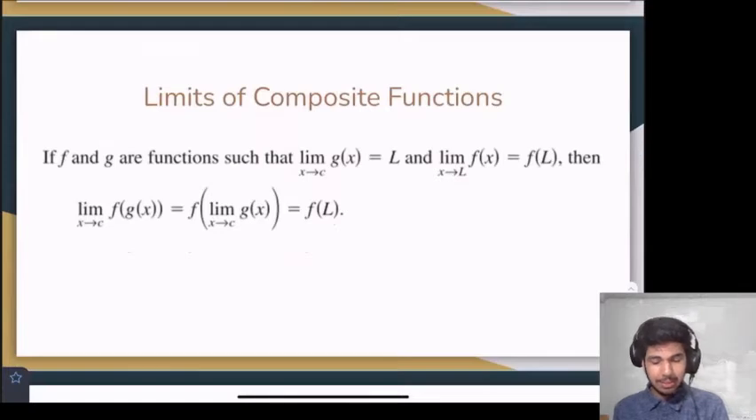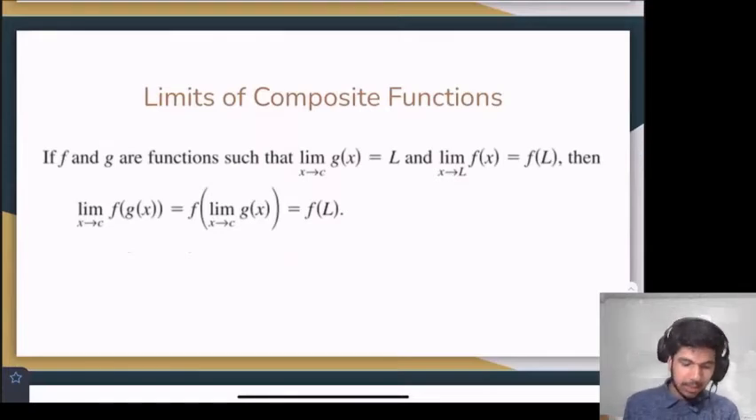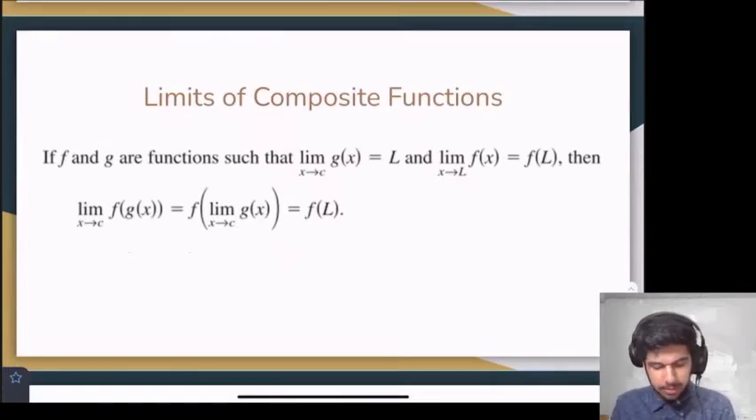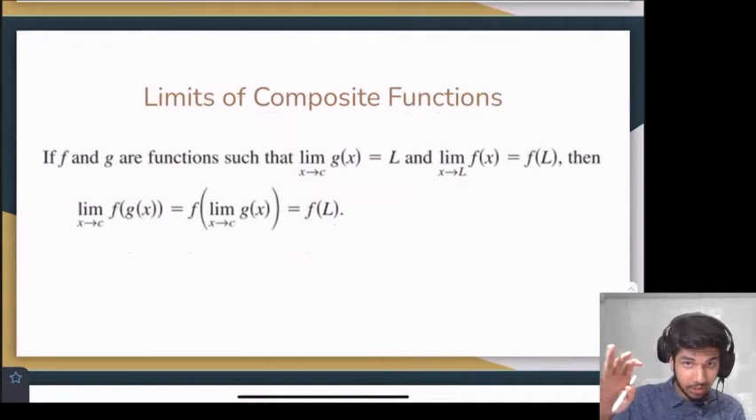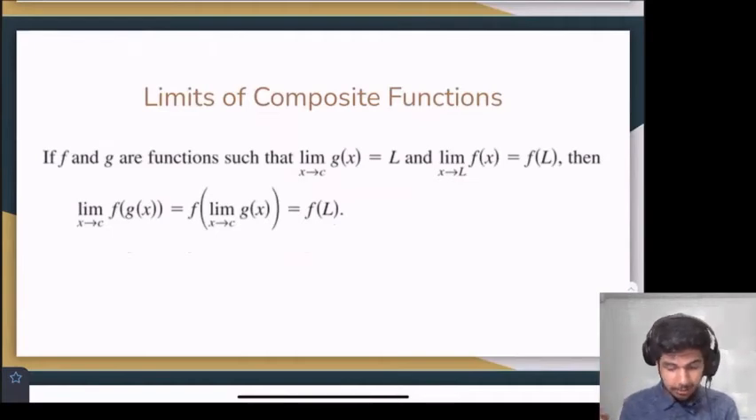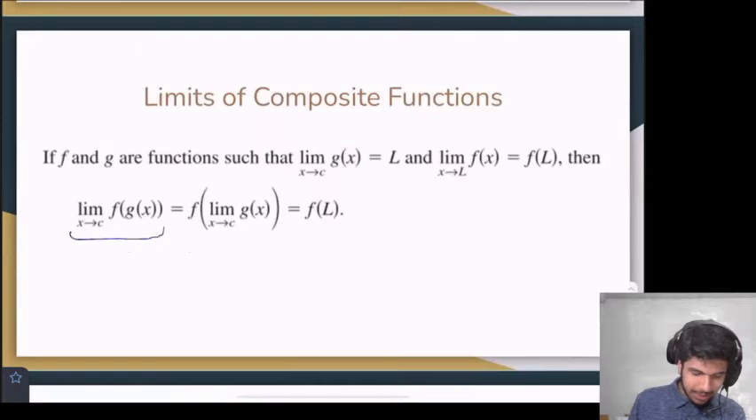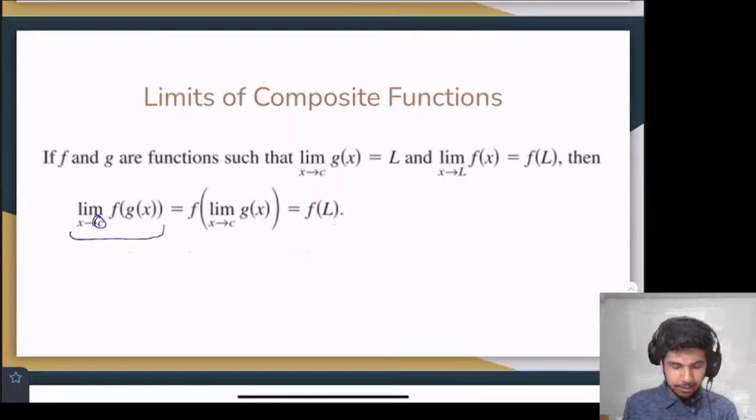Next is limits of composite functions. If f and g are functions such that the limit as x approaches c of g of x equals L, and the limit as x approaches L of f of x is f of L, so that's just saying plug the L into f, then the limit of f of g of x as x approaches c equals f of L.